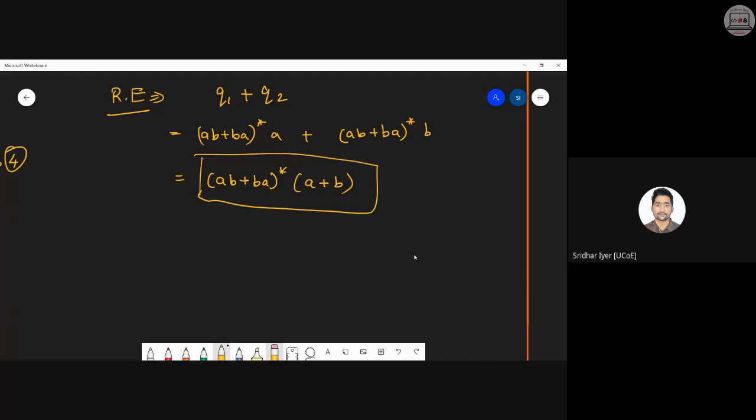Clear with this? Did everyone understand how to solve it? These are very simple problems. I took a little time to solve the first question slowly, so that everyone understands. Now you can solve it even faster, right? It is (AB + BA)*.(A + B). Clear with this? Any doubts? If anyone did not understand or wants to revise any step, kindly let me know.